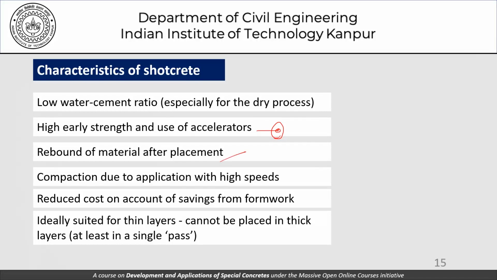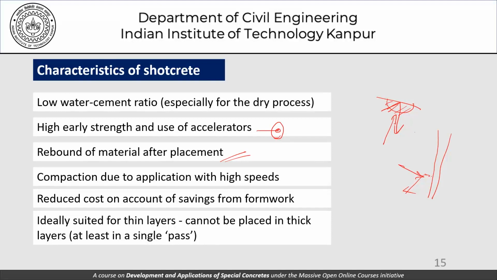Rebound of the material after placement is something which we are forced to live with. When concrete is deposited on a surface which could be, let's say, vertical, and we are trying to deposit the concrete here, it's obvious that some of the concrete will fall off. This is so much more so if we are trying to deposit the concrete in an overhead position. So there is no reason to believe that all the concrete that comes to the surface will get deposited here. Some of it will surely rebound.